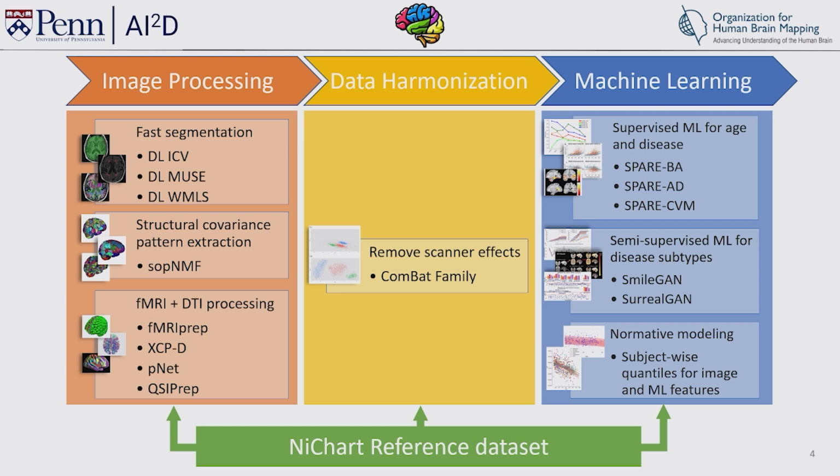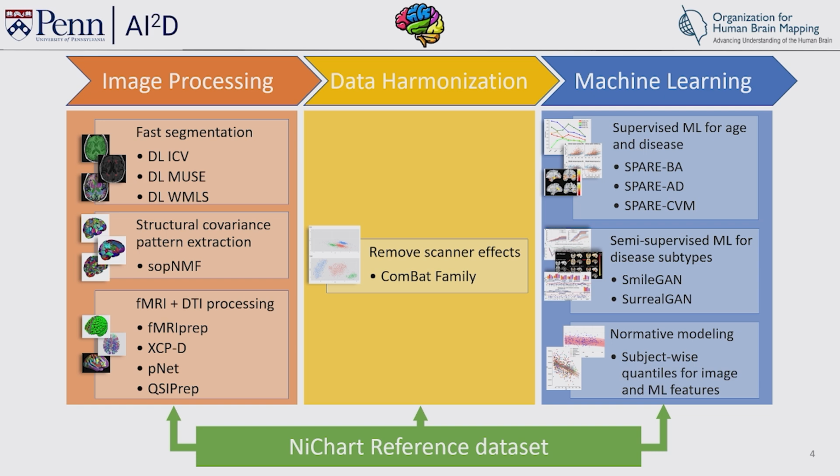In the image processing, we have methods for fast segmentation, so fast ways to get intracranial volumes, Muse atlases, and white matter lesion segmentations in real time. We also have structural covariance pattern extraction using non-negative matrix factorization, as well as fMRI and DTI processing that has been well validated and previously published, included in an automated pipeline. For data harmonization, we use state-of-the-art ComBat family methods, which provide a unifying framework of harmonization across a large set of papers in the linear model framework.